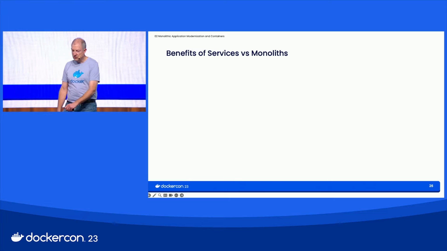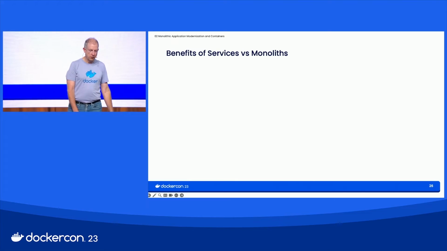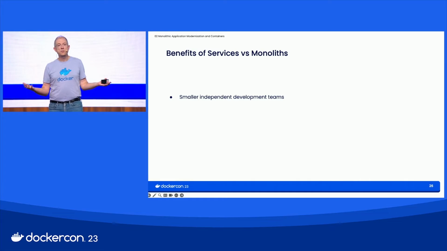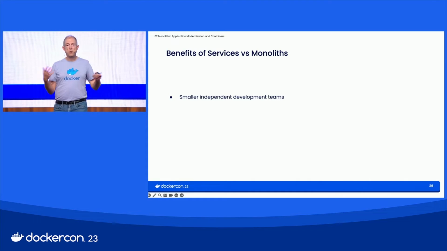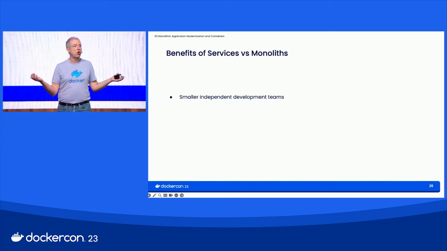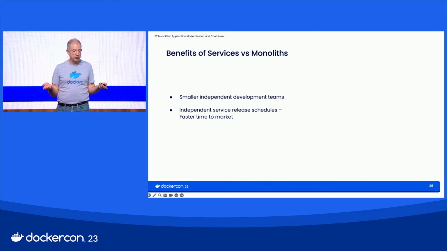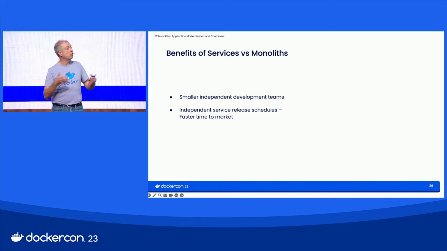Okay, let's talk about the benefits of services versus monoliths. A lot of these are very apparent, but we'll go through them. Smaller independent development teams. So if we have small services, we can have a small team for each one of these. Instead of having 50 or 100 people working on a monolith, I can have 5 or 10 people working on an individual service. Because these things are being developed independently of each other, that means I have independent release schedules.